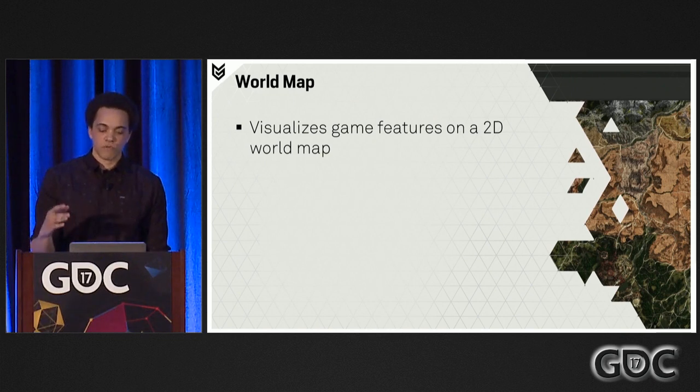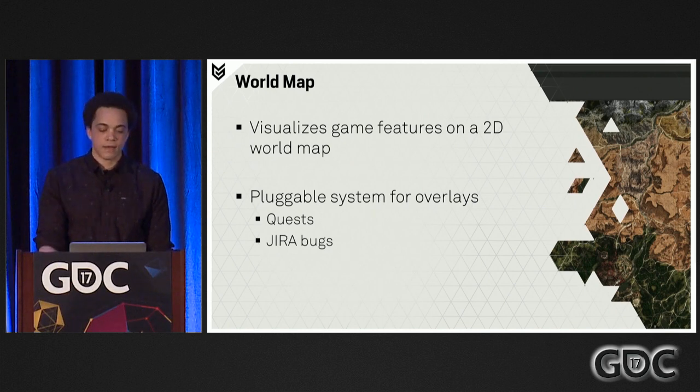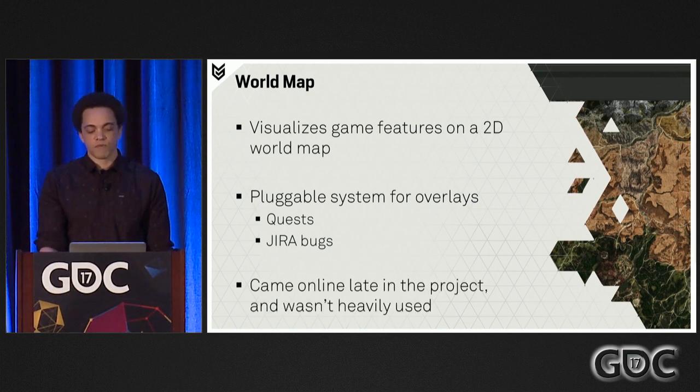And thanks to a pluggable overlay system, it's possible to create visualizations for whatever we want, basically. So right now we use it for showing stuff like the locations of quests or the location of Jira bugs. And it's pretty handy to get a quick eye on what's actually happening in the game. But unfortunately, it came online very late in the project, and it wasn't really widely used, but it's something that we'll probably continue to work on pretty heavily for the next project.